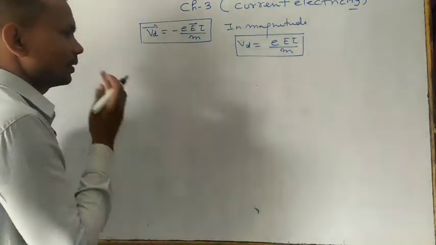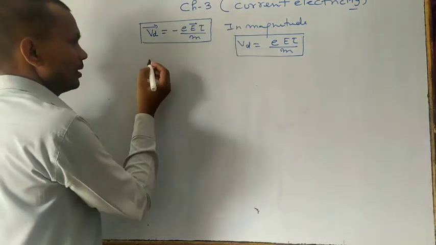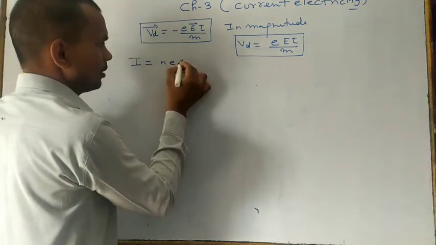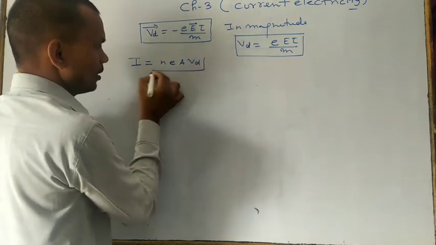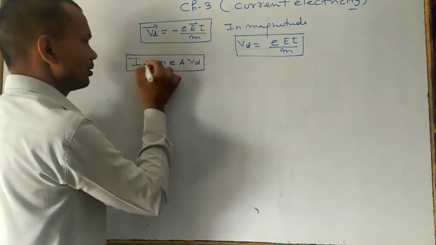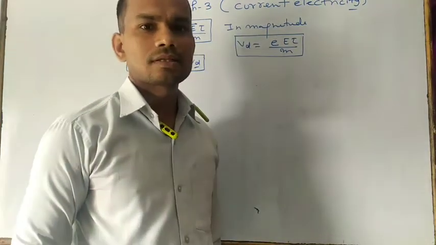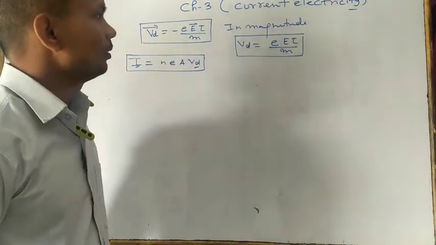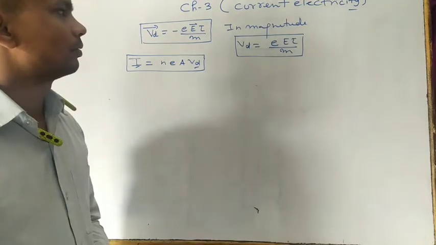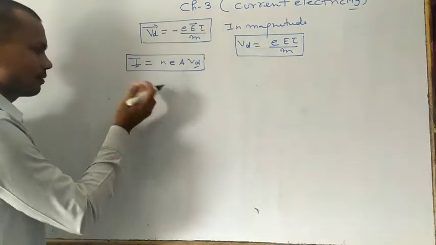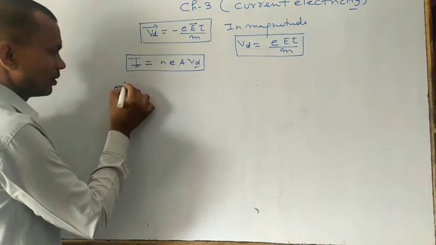Then the relationship between electric current and drift velocity: I is equal to NEA Vd. This is the relationship between electric current and drift velocity, which we also discussed in the first class. Now today we are going to discuss our topic, electron mobility.